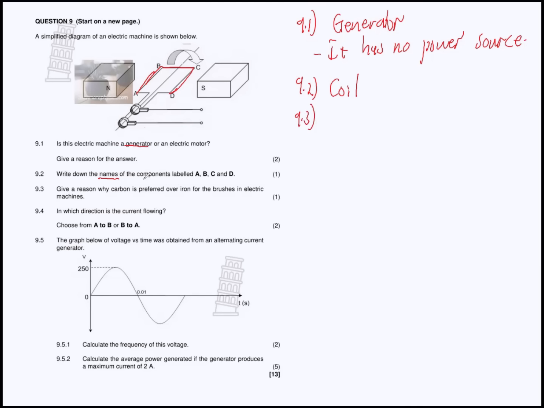9.3 says, give a reason why carbon is preferred over iron for the brushes in electric machines. It's because carbon is a good conductor of electricity. That's why it is preferred, right? Remember, the function of the carbon brushes is to ensure conductivity between the slip rings that we are seeing here and the external circuit. So we need something that is a good conductor of electricity.